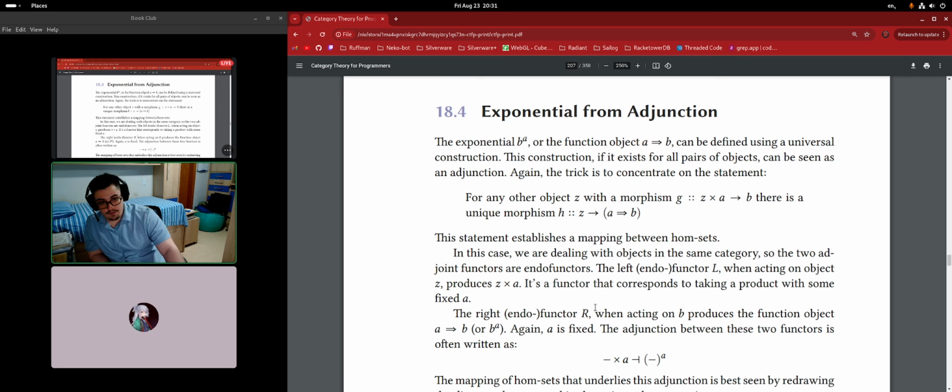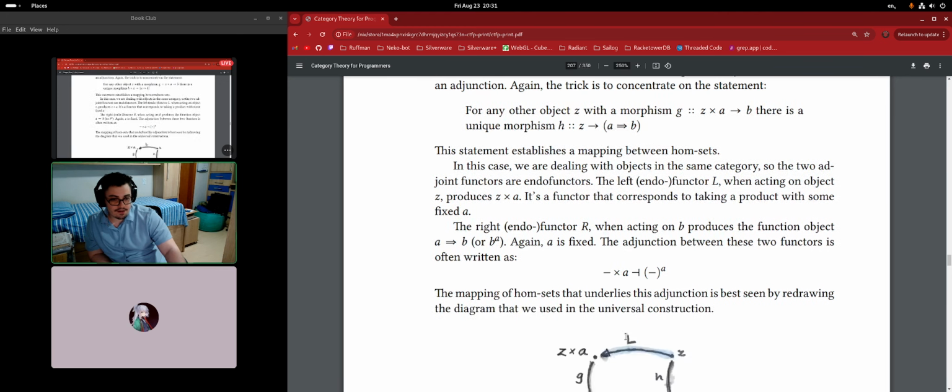So now R, I imagine, is going to go from B to B^A. B^A, it's a function object, yeah. Again, A is fixed. The adjunction between these two functors is often written as... then there's this weird notation. Do you know this notation? Do you know how to decipher this?